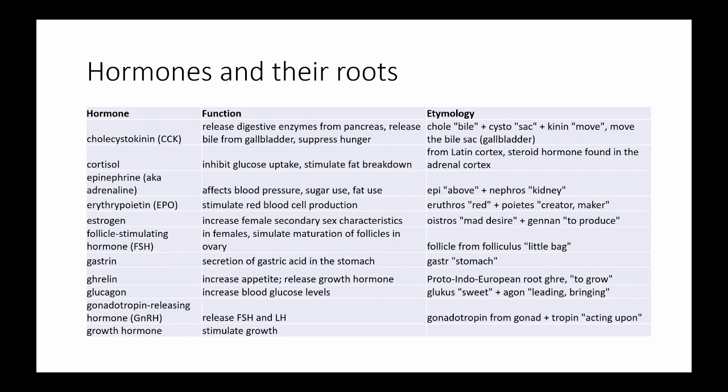Epinephrine affects blood pressure, sugar use, and fat use in the body. It comes from epi, meaning above, plus nephros, meaning kidney, referring to the fact that epinephrine comes from glands that are above the kidney anatomically.